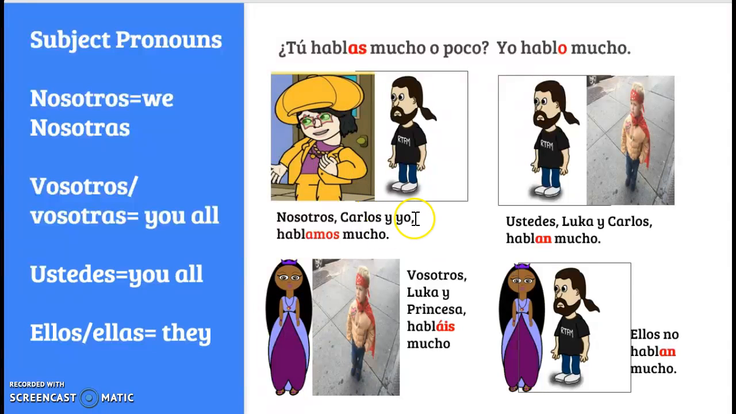Okay, nosotros, Carlos y yo, hablamos mucho. Ustedes, Luca y Carlos, ustedes, you guys, hablan mucho. Vosotros, also you guys, Luca y Princesa, habláis mucho. Ellos no hablan mucho. So you see again the letters in red. That's you making some changes on the verb to agree with the subject pronoun. That's what is called conjugation.